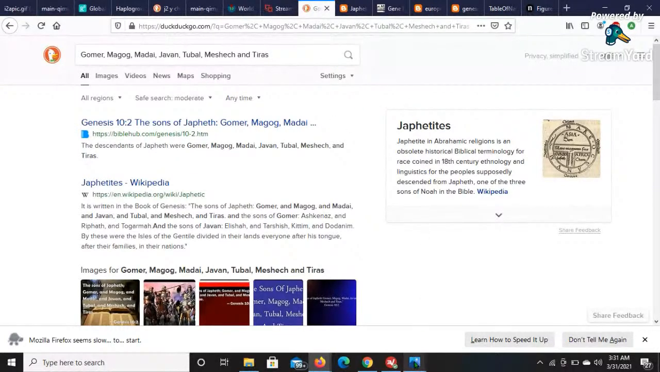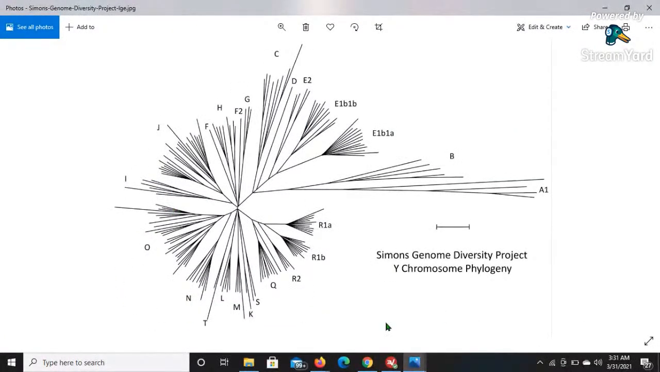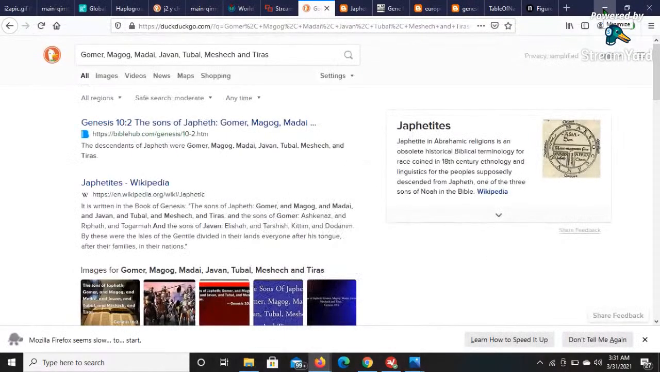Javan and Tiraz probably didn't survive because according to this, we only have 1, 2, 3, 4, 5, maybe 6 survivors here. Probably just 5, I don't know. Anyway, so that's probably the Neanderthals that went extinct. Is my guess.